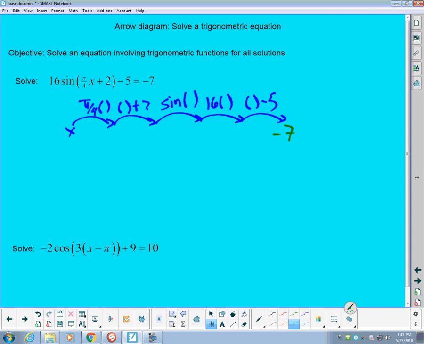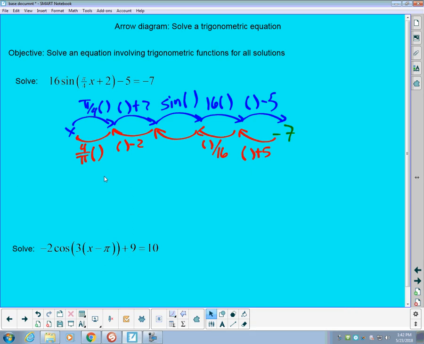I may end up doing some work on a calculator off screen here where you can't see it, but I'll make sure I tell you when I'm doing that. So the arrows coming back, we have a -7 here. We want to get back to the x. We're going to have to add a 5. We're going to divide by 16. We'll come back and fill that arrow in here in a second. This one will involve subtracting 2 and then multiplying by 4 over pi.